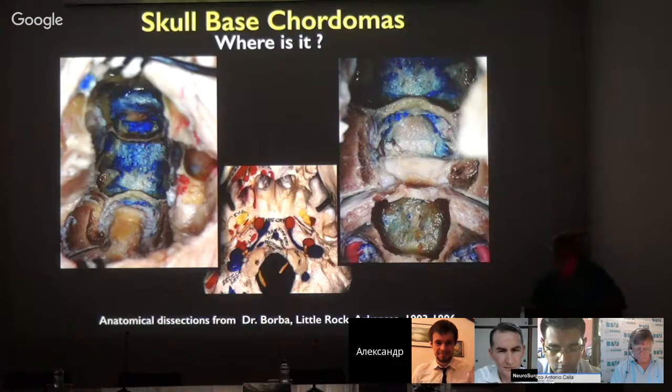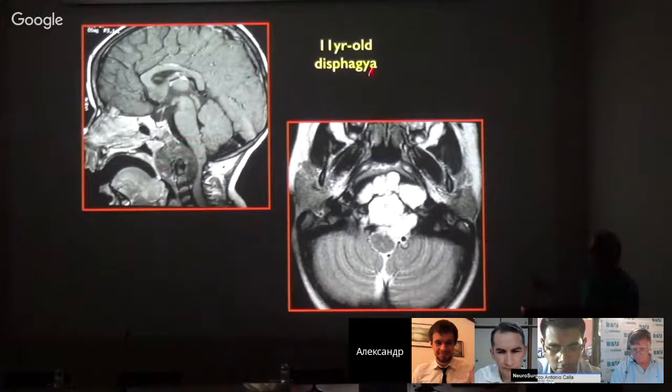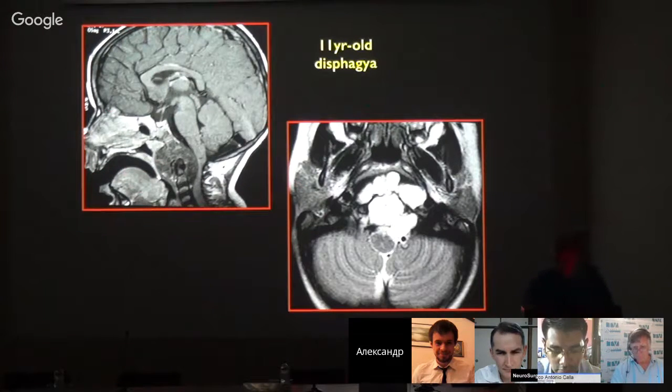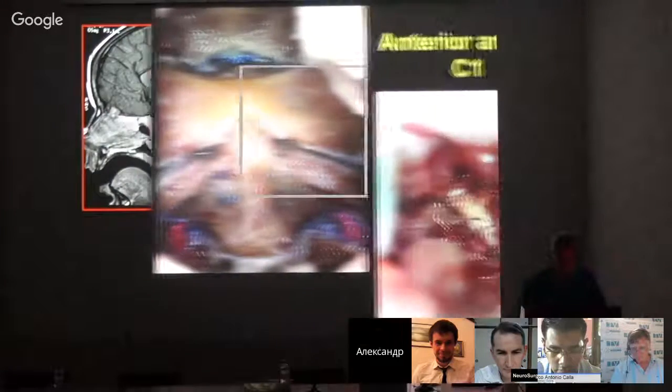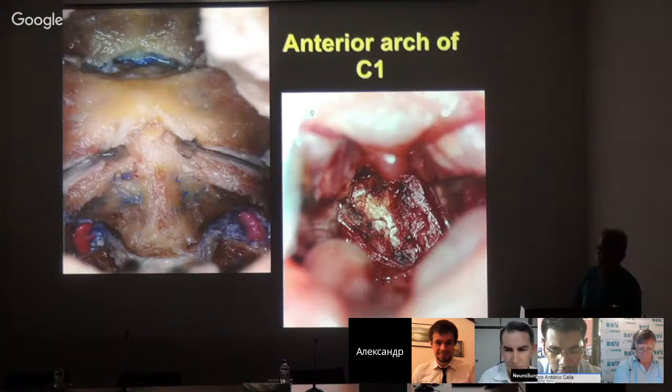The chordoma is different from chondrosarcoma; it is a midline tumor. For a midline tumor, you need a midline approach. A case like this is very simple: 11 years old, only dysphagia, a mass that comes out from the mouth. It's not a very complex surgery, but the idea here is to come through the mouth and do what we call the transoral approach.